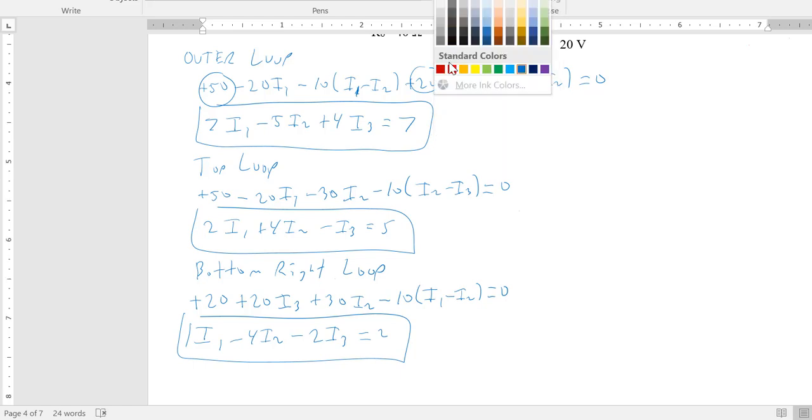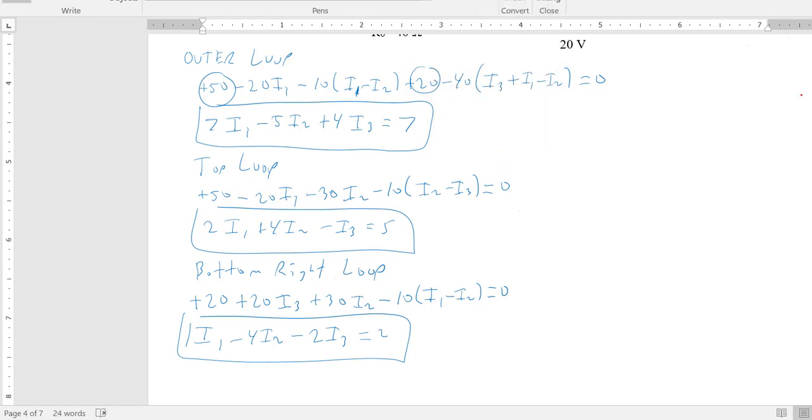Okay, so just to kind of show you what that would look like. Your math teachers will love this. What you do is you have these equations, okay? You write the coefficients down. So you have the I1 coefficient, the I2 coefficients, the I3 coefficients, and then the number on the far right. So for our first equation, it's 7, negative 5, 4, and 7. The second equation, it's 2, 4, negative 1, and 5. The last equation, it's 1, negative 4, negative 2, and 2, okay?